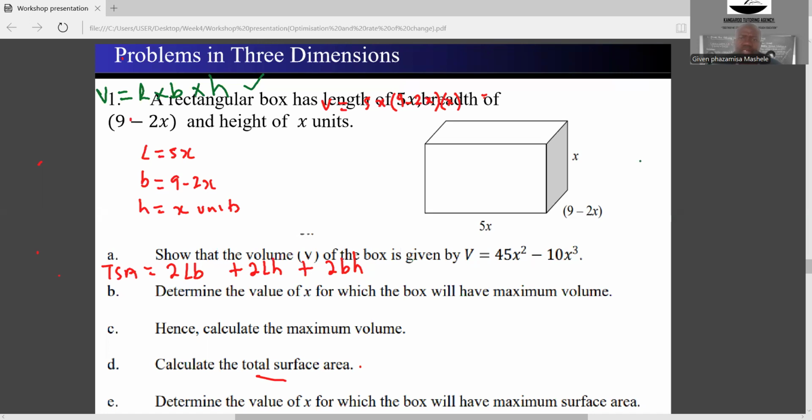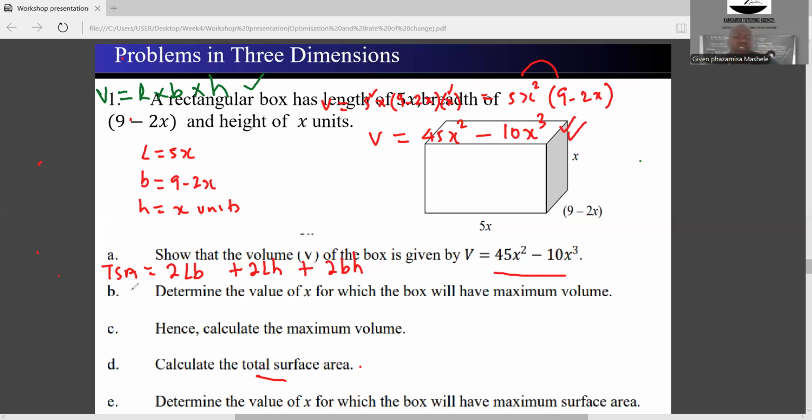So to simplify this, we can either multiply this with that first. This will give us 5x squared with 9 minus 2x. Then we remove the brackets. Removing the brackets, this will be 45x squared, and this will be 10x cubic. So this is the formula. We have derived the volume equation. Yes, we got it: 45x squared minus 10x cubic.